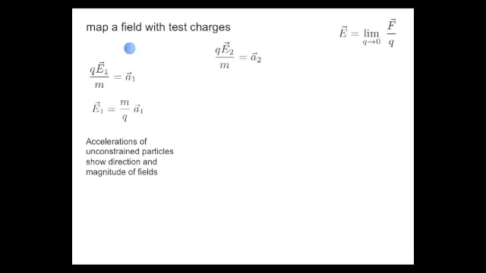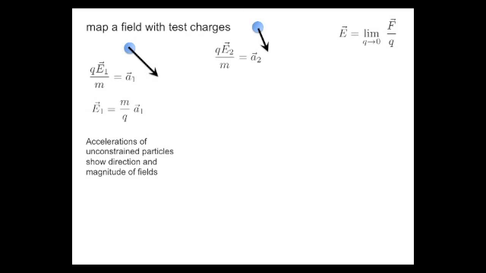Now we can use this force as a probe to map out the field by looking at the acceleration of the unconstrained particles. So here we are accelerating this little particle there. We might accelerate the little particle over here, and we can now assign an acceleration vector to each of these points in space.